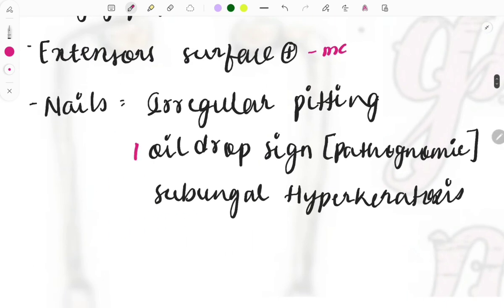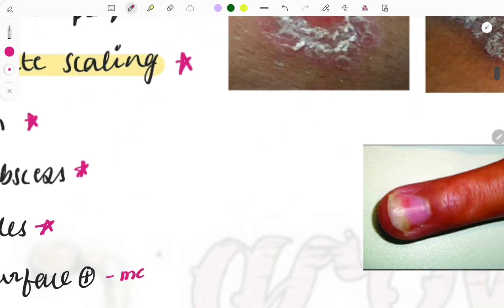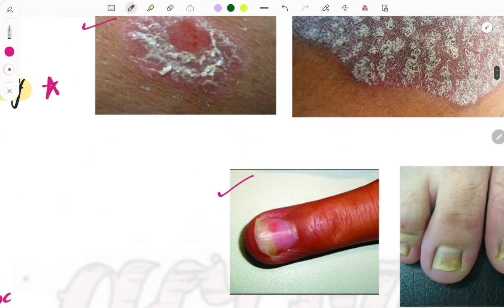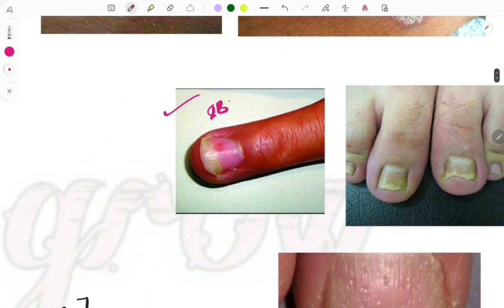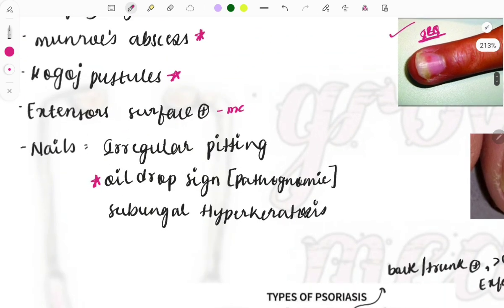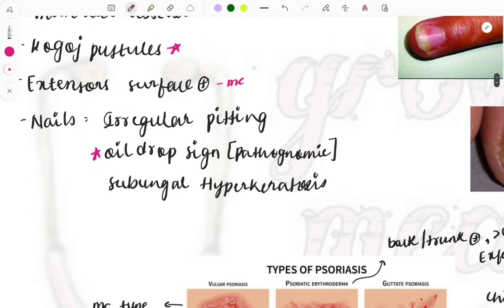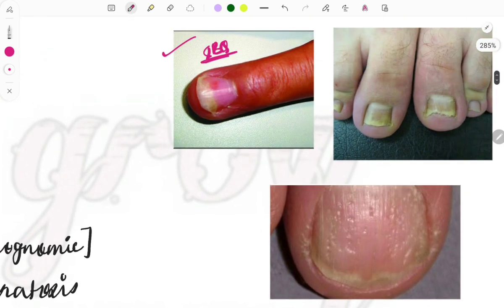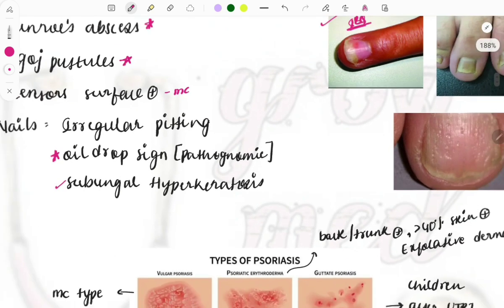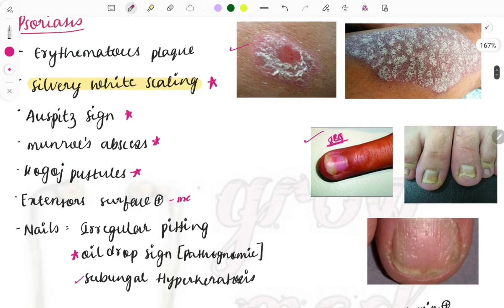Then the oil drop sign is a pathognomonic sign seen only with psoriasis, and an image based question has been asked on it. So remember this image, and whenever this image is asked, the answer will be psoriasis. Also, subungual hyperkeratosis can be seen. This is the image of subungual hyperkeratosis, in which under the nail you can see the hyperkeratosis, and this is also a classical feature seen with psoriasis.